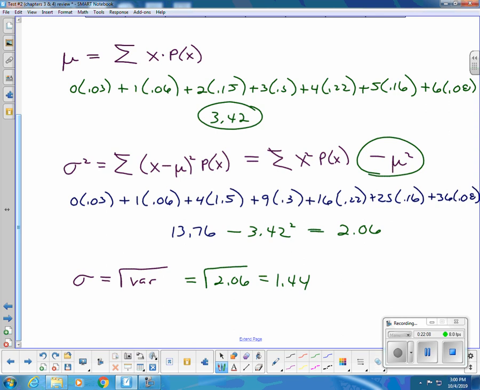So you will have the formulas that you need on the test. And practice. There's extra problems in your textbook at the end of the chapter. And I do believe the answers are in the back of the book.